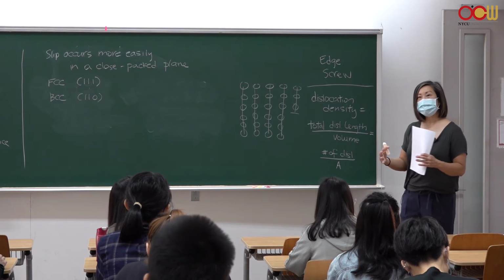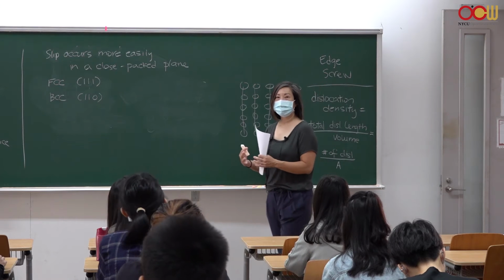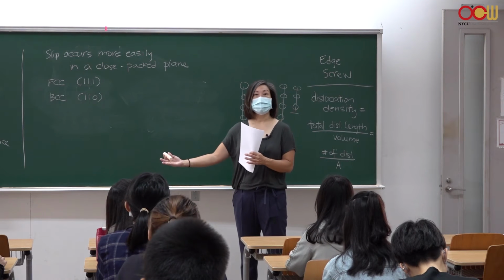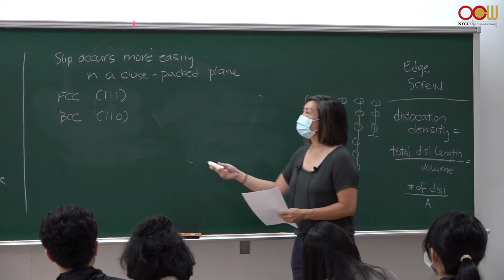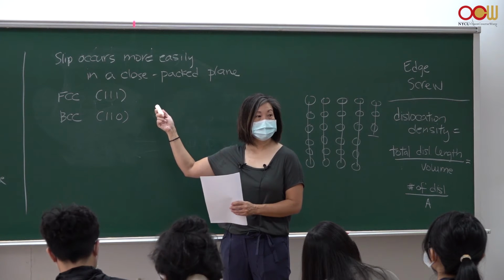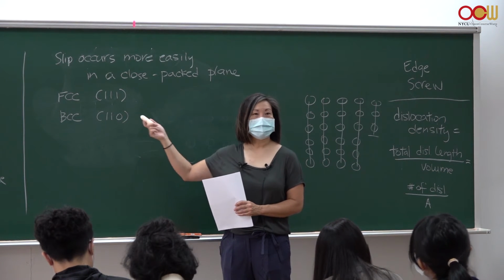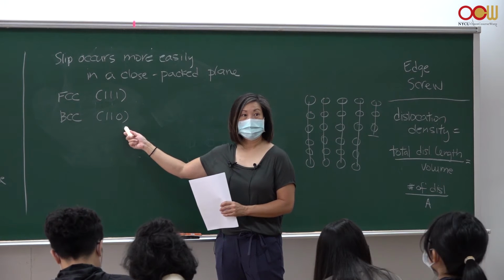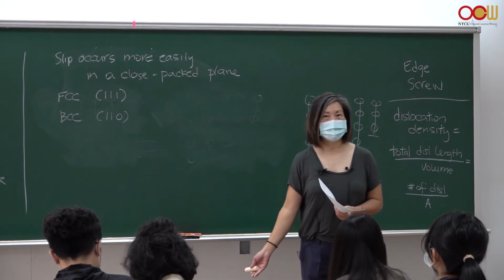So the closer the atoms are to each other, the easier it will be to have dislocation movement, or easier it will be to have slip. And so slip happens because FCC is a close packed structure. Slip will happen more easily in FCC than in a BCC, because in a BCC, all of the atoms are further apart compared to an FCC.